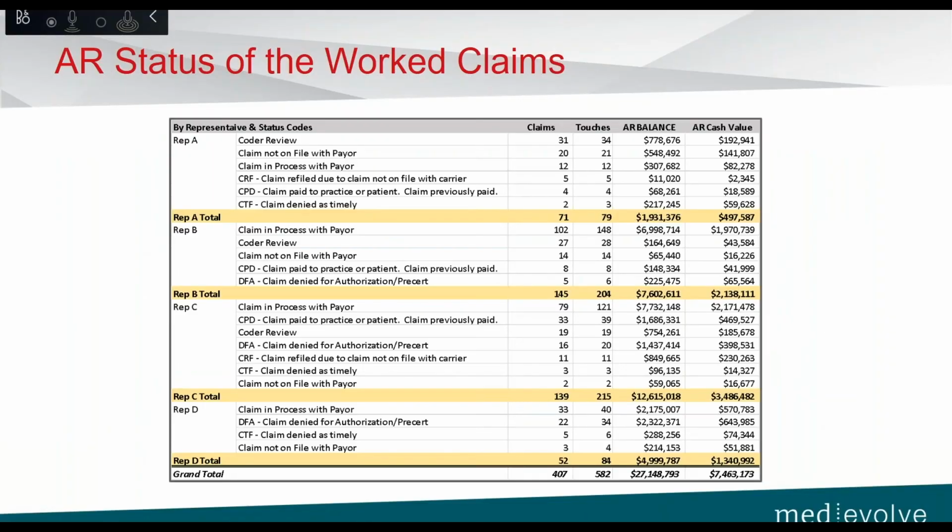I talked a little bit about being able to see the status of your AR, right? So in this example, those status codes that people are selecting now in your workflow system can now be reportable, right? So instead of saying Sally worked 71 claims last week for 1.9 million in AR balance for $500,000 in cash value, you can say, well, 31 are in code review, 20 are in claim not on file at payer. Let's look at those 20. So we can drill down right here and say, well, why weren't they on file? What can I change upstream in terms of process to get them on file the first time?